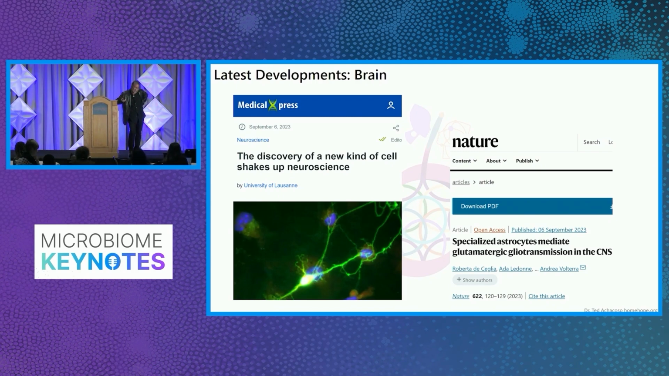The specialized astrocytes mediate glutamatergic glial transmission in the CNS. So the new organelle is called the exclusome. This one is called the glutamatergic astrocytes. Astrocytes are not supposed to produce any neurohormones, but this one actually produces glutamate, all right?